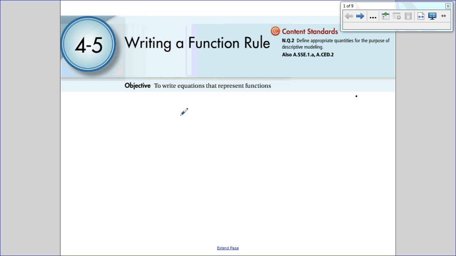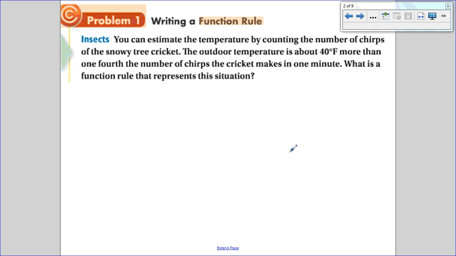So chapter 4.5 is writing a function rule. Now what we're getting into is, instead of having the function explained in words, on a table, or in a graph, you're going to be given a situation and you're going to write it as an equation. So we're going to write equations that represent functions. Remember, a function is just a situation that has an input and an output. Okay, so here is our first situation.